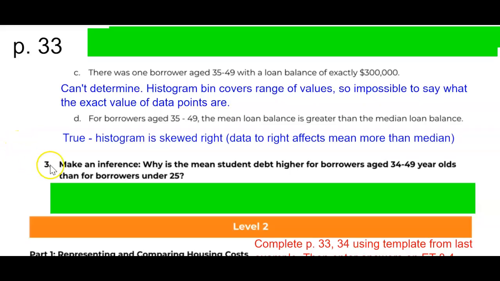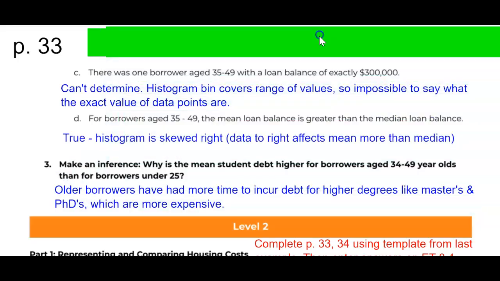All right, last one here, an inference, which is a conclusion we can draw. Why is the mean student debt higher for borrowers aged 34 to 49 than borrowers under 25? It's actually 35 to 49. So this is like right at the beginning of this section where I was explaining that we have those really high numbers for the older people. Why would that be? So take a second to write something down here, make your best guess as to why that might be.